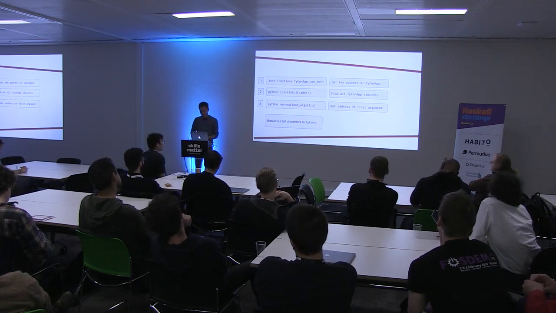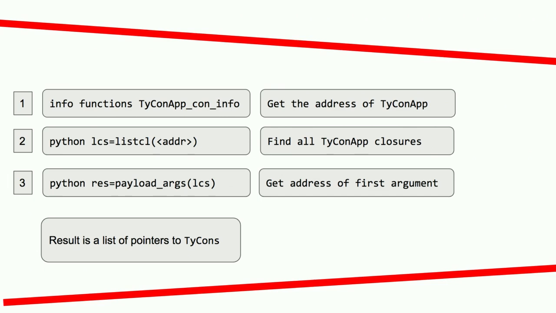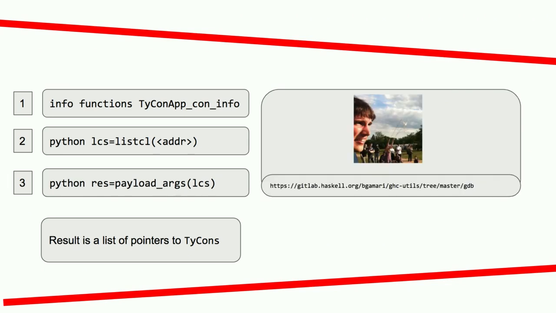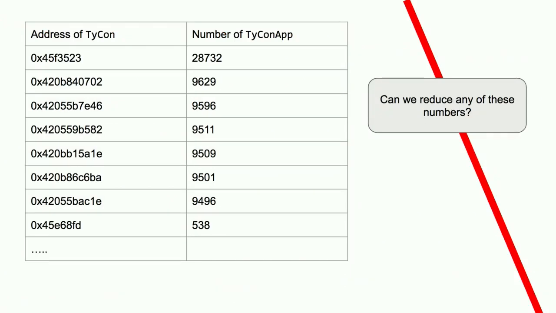Right. So the result of calling these Ben scripts is we get a list in Python of all the pointers to the TyCons that the TyConApps are applying. So TyConApp is a type application of a type constructor to a list of arguments. So what I've got now is a list of all the TyCons that are applied to some arguments. And we want to see what those actually are so we can get an idea of whether it's actually necessary to allocate all these different TyConApps. OK, so the link to the scripts is here if you want them.